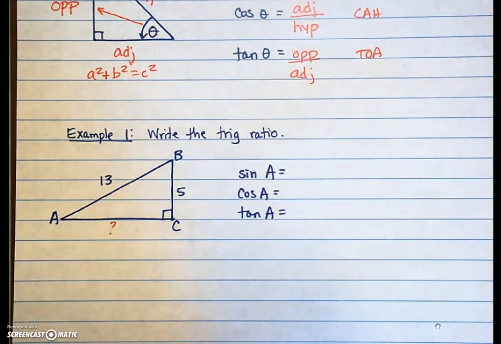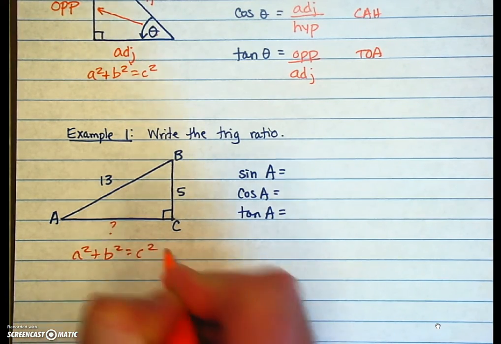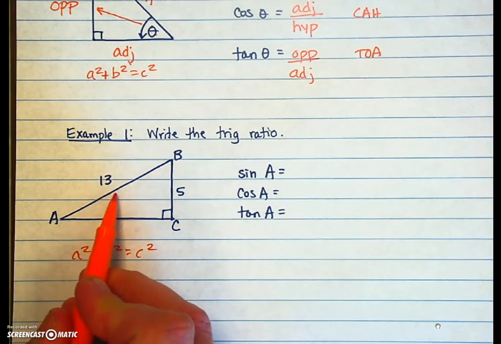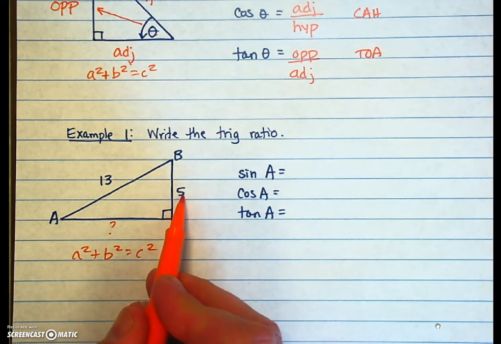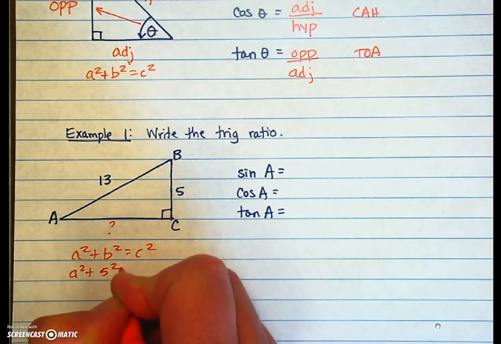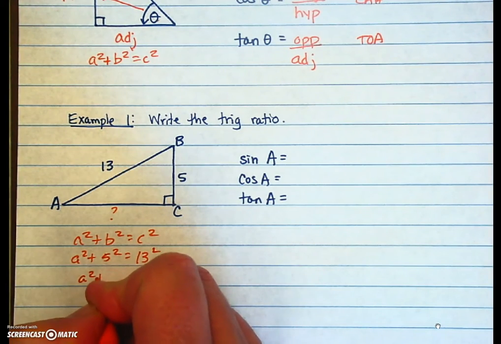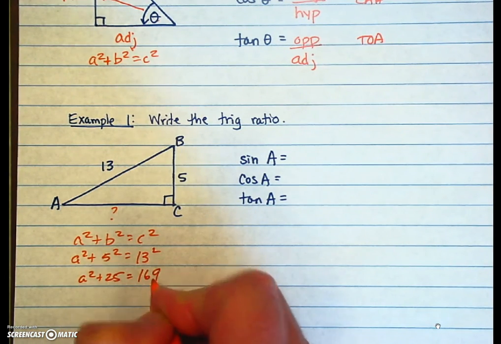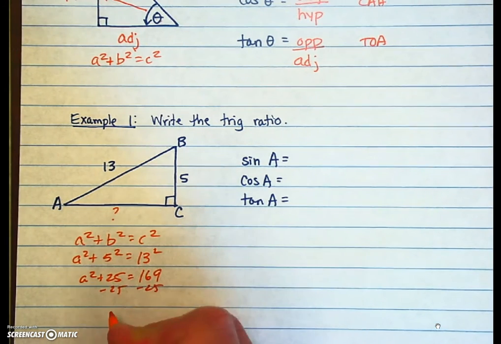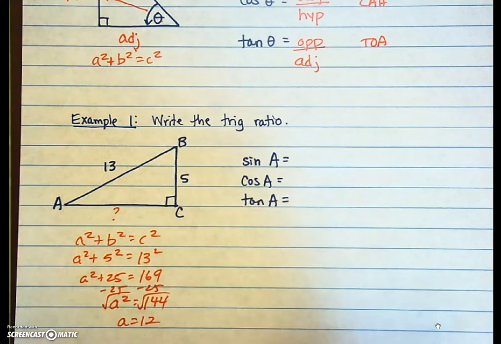So the way we're going to do that is we're going to set up the Pythagorean theorem. So I'm just going to do a squared plus b squared equals c squared. I know that c is 13 because that's the hypotenuse. It's opposite the right angle. The 5 can be a or b. It doesn't really matter. I'm just going to put the 5 as my b, and then I'm just going to solve this out. So a squared plus 25 equals 169. Subtract 25. So a squared equals 144. And then we square root, and we get a equals 12. So this side is 12.